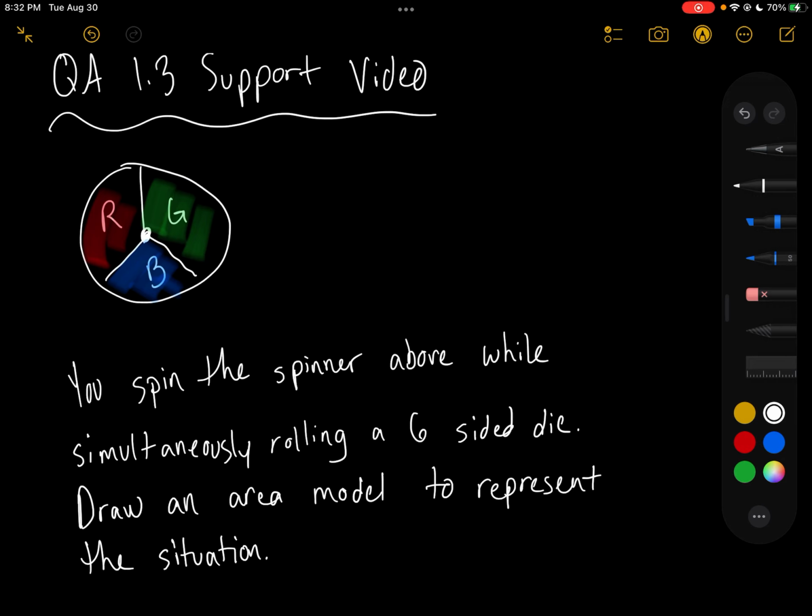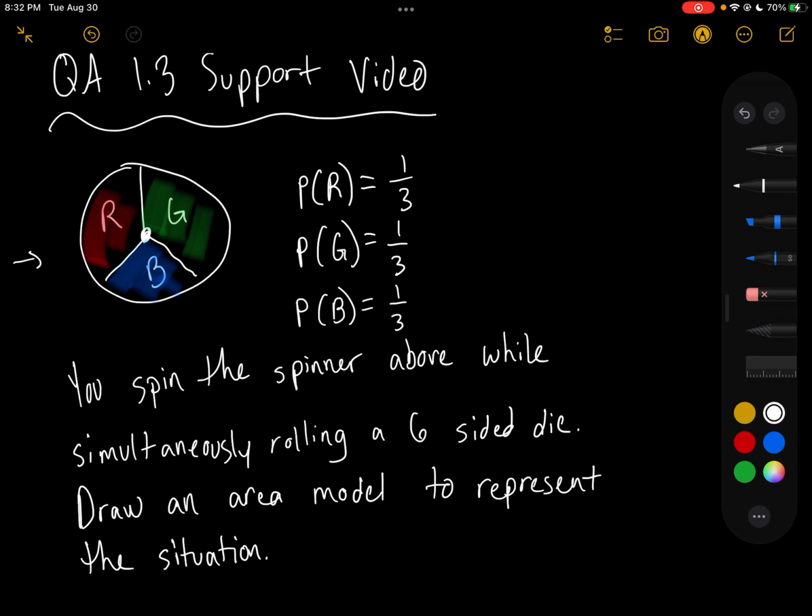The biggest thing for area models is understanding the individual probabilities of two things that are happening at the same time. Before you can start drawing that area model, you need to understand each individual probability. If we look at our spinner first, we need to know for each color what is the probability that that happens. The probability of red, they're all three the same size, so it is 1 out of the 3 choices. The probability of green, again, 1 out of 3. Probability of blue, again, 1 out of 3. So each has an equal chance of being taken. There's 3 of them total, so each one is 1 out of 3.